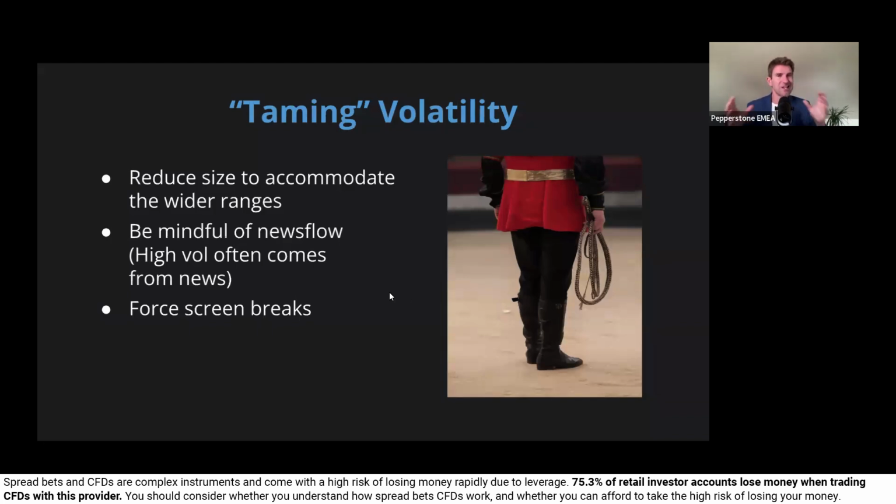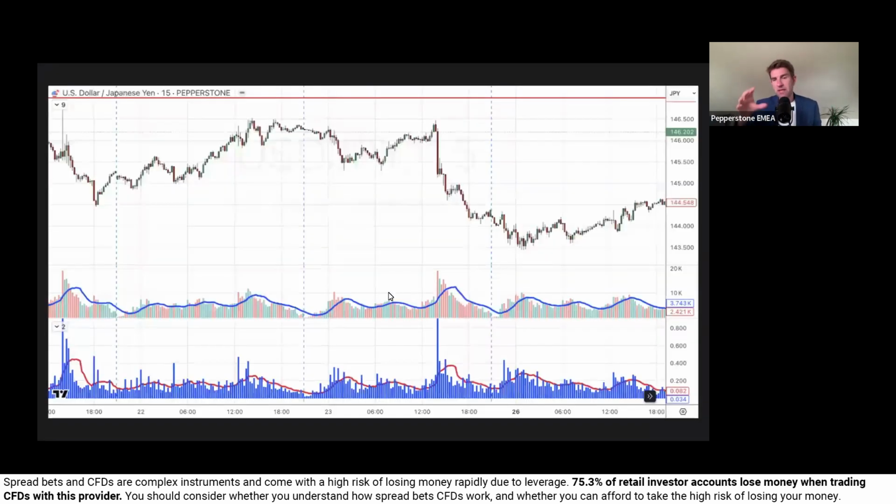But let's go back to point one here, reducing size to accommodate the wider ranges. This is more of an operational, tactical way to tame volatility. Very, very simple, right? But I want to cover it because maybe it's a reminder and a way of looking at volatility through a different lens. So if we go back to a standard Japanese yen chart, USD JPY, a 50-minute chart, I'm going to show you what I've got on here.